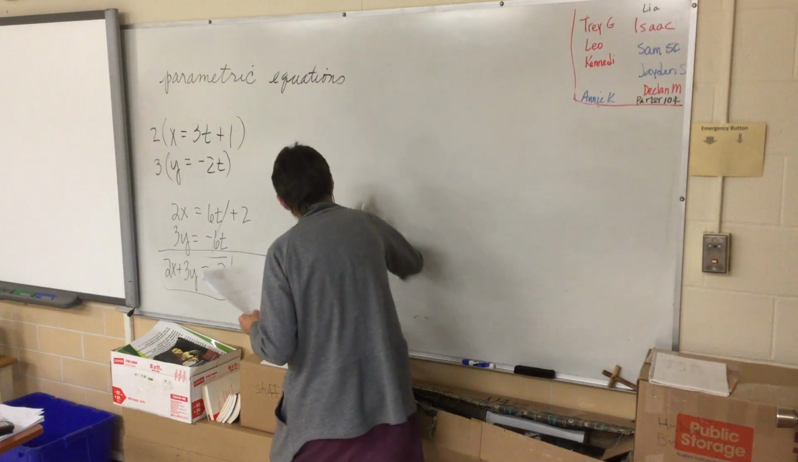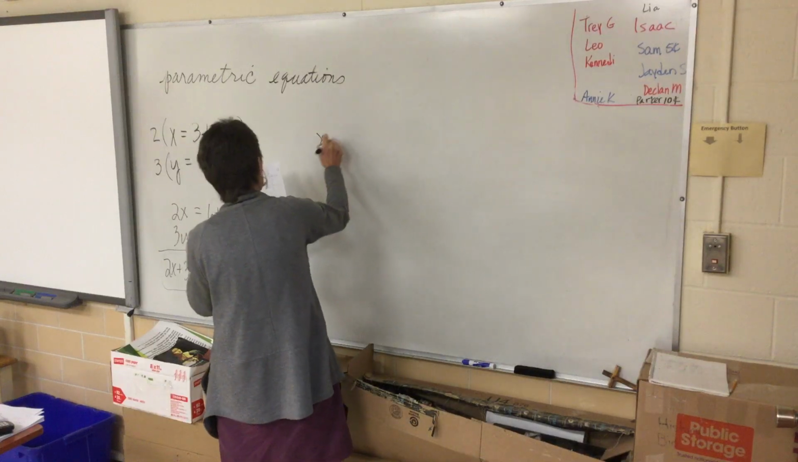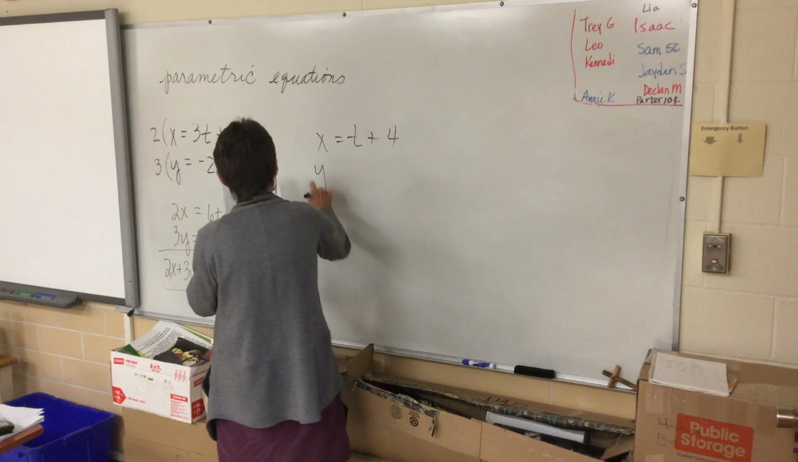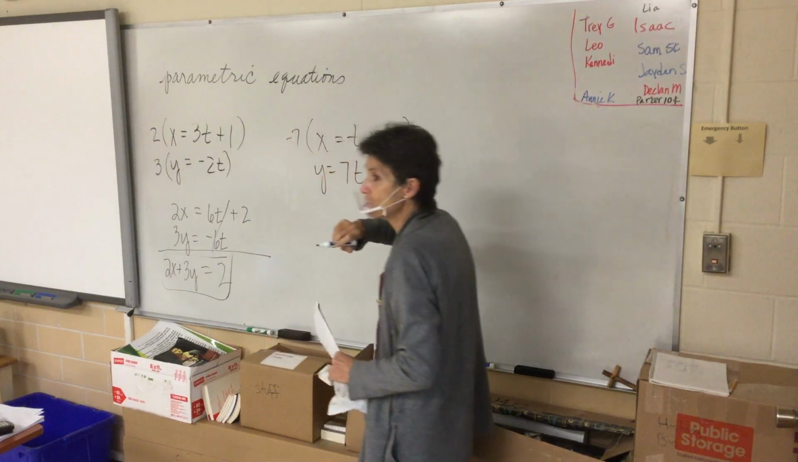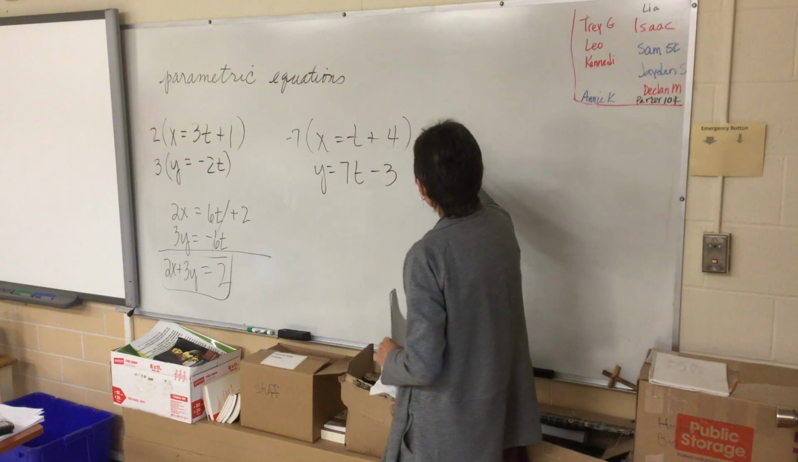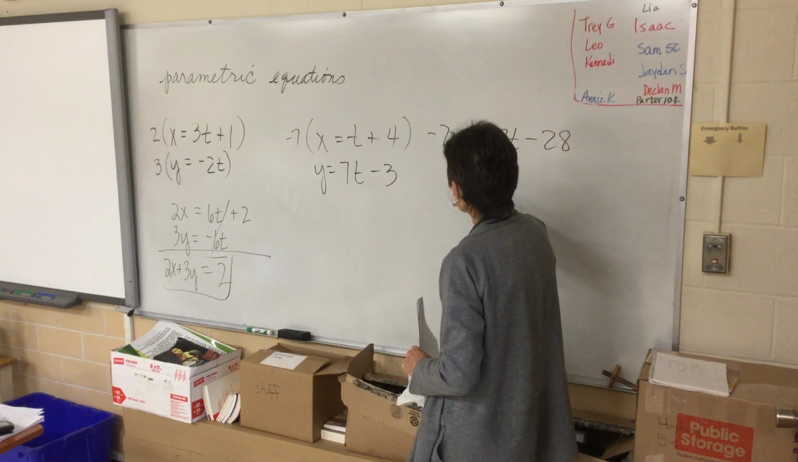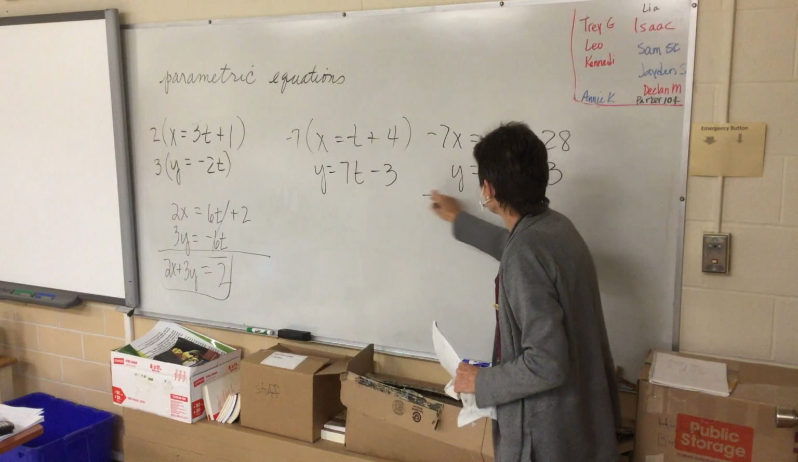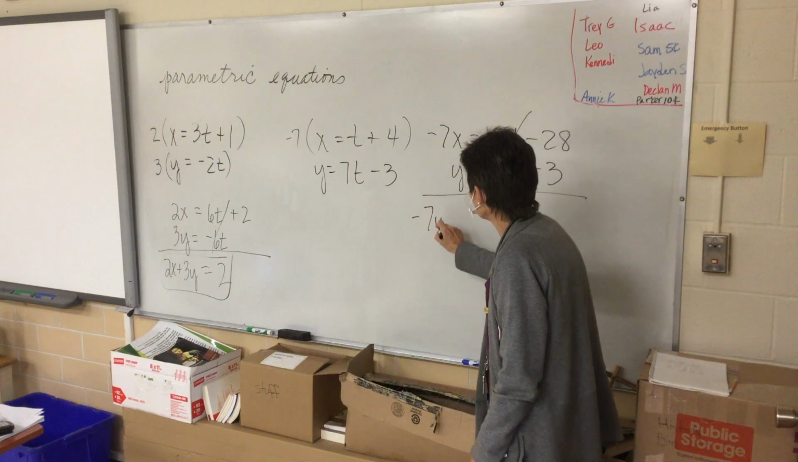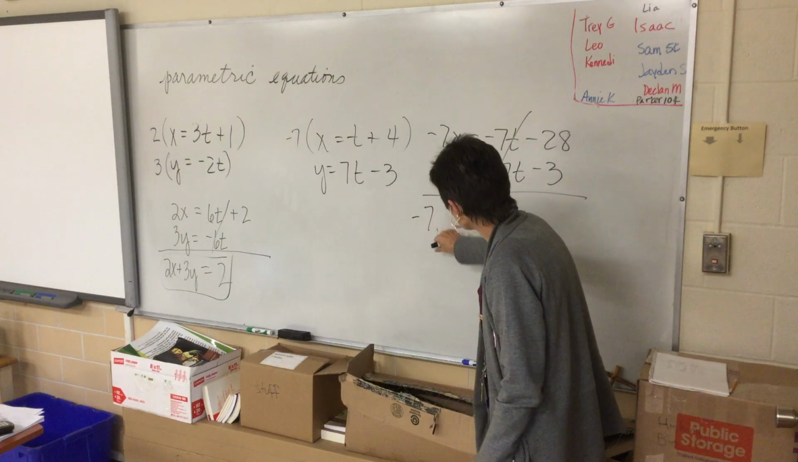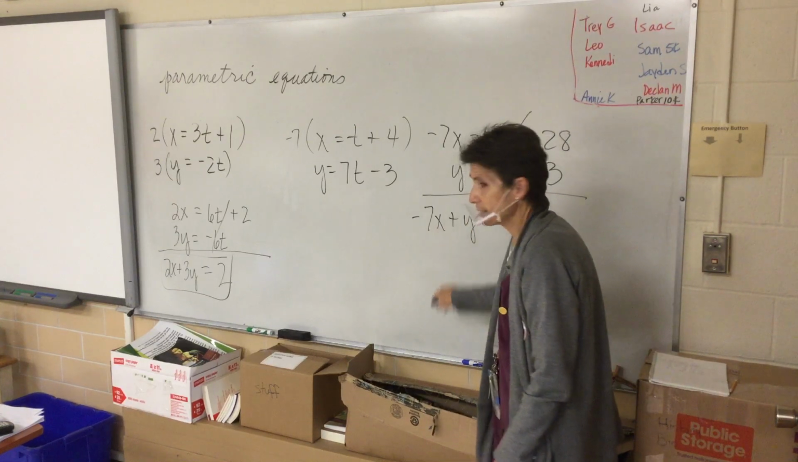On the next problem, if you're going to eliminate, you will have to multiply the top equation by -7 if you're going to use elimination. -7x, -7t, -28. And then y equals 7t minus 3. Gone. -7x plus y equals -31. So is that what you got, Caroline? Yeah.